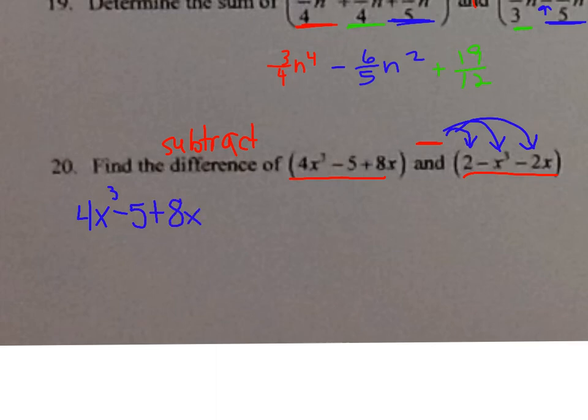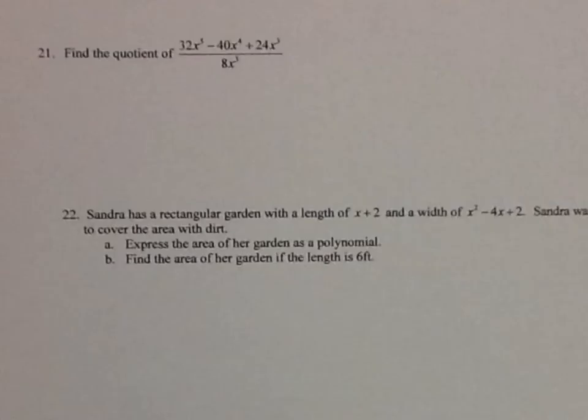Now distributing the negative, I get negative 2 plus x cubed plus 2x. And now I'm going to combine like terms. So I have 4x to the third plus 1x to the third is 5x to the third. 8x plus 2x is 10x. And negative 5 minus 2 is negative 7. Okay, so let's flip it over and continue.